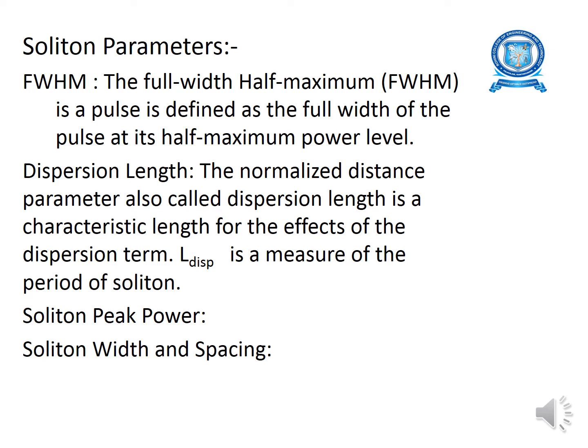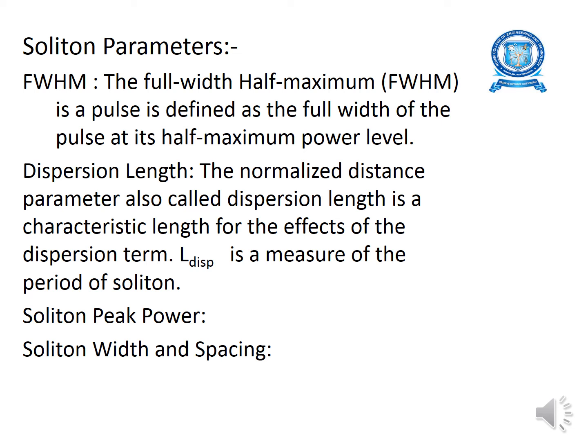Full width at half maximum. The full width at half maximum of a pulse is defined as the full width of the pulse at its half maximum power level. The full width at half maximum of the fundamental soliton pulse is normalized time T naught, found from the relation T naught is equal to Ts divided by 1.7627, which is approximately 0.567 into Ts, where Ts is the full width at half maximum pulse width.